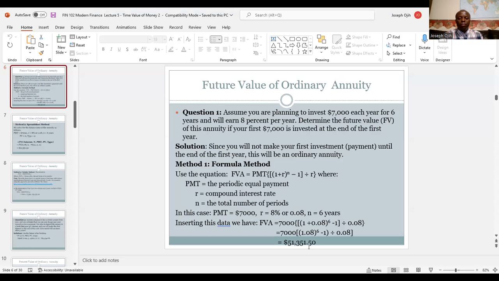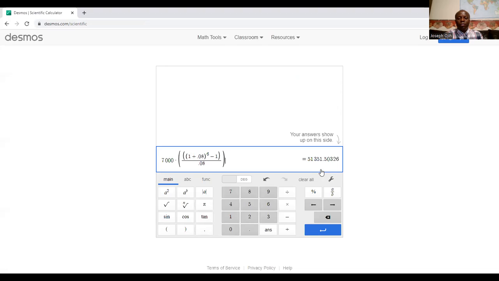Let's see right here. So you can see 51,351.50. Okay. So that's using the formula method to get this.